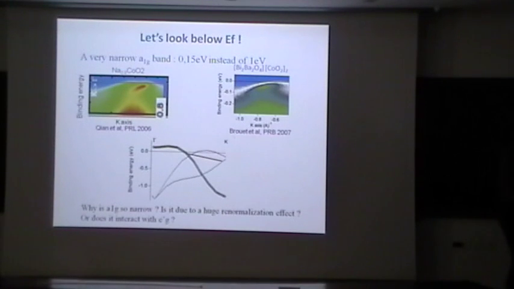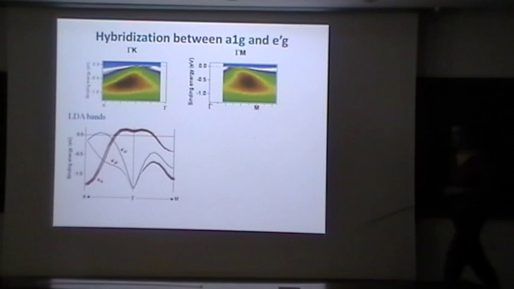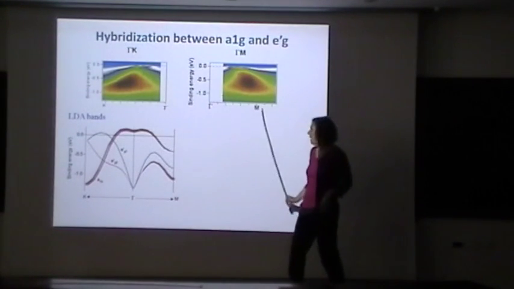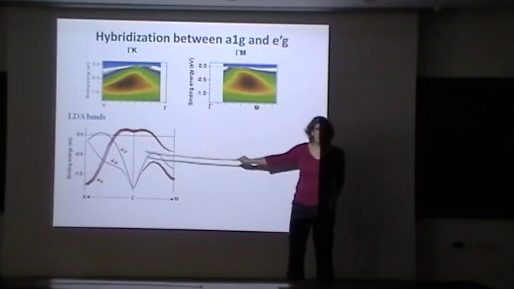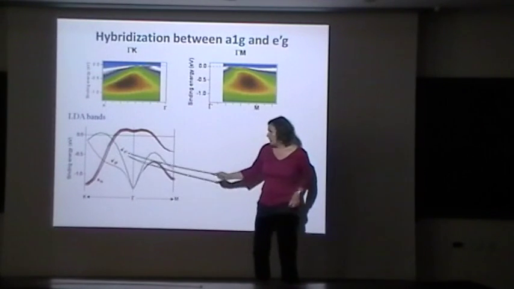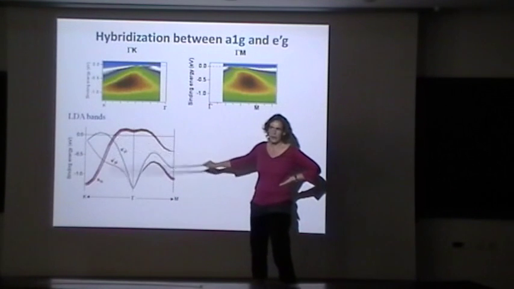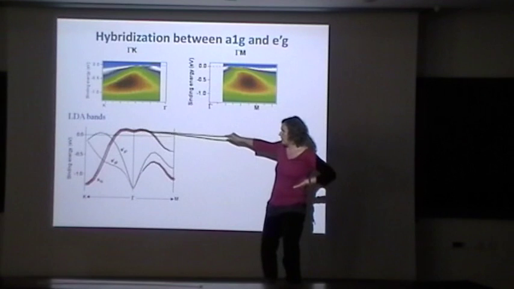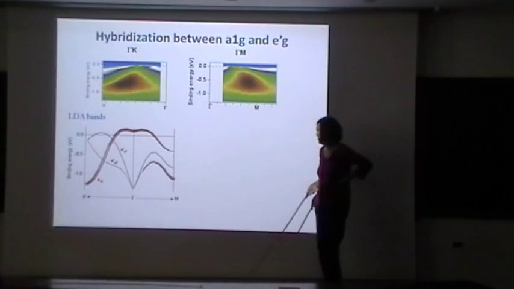So to try to understand this better, what we've been doing with Alessandro is to compare carefully what is happening in two different directions in reciprocal space, gamma K and gamma M, where you expect a very different interaction between A1G and E'. It turns out that around gamma K, the interaction is forbidden by symmetry, so you see that the bands are crossing without opening a gap. On the contrary, on gamma M, you have a large hybridization gap breaking the A1G dispersion.